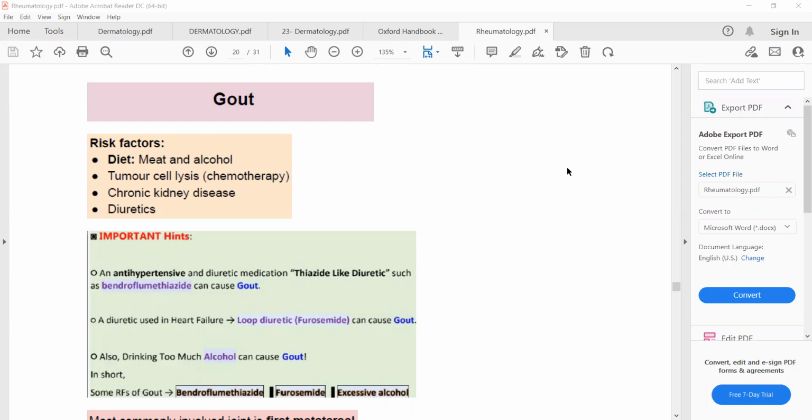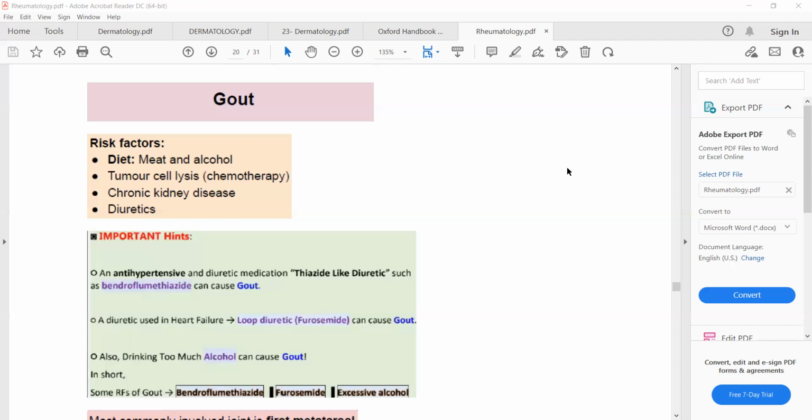And the fourth risk factor for gout is the use of diuretics. More importantly, thiazide-like diuretics. Thiazide-like diuretics are antihypertensive and diuretic medications. They are mainly used in the management of hypertension. Usually, they are given in the third step of hypertension management. So, someone with a history of hypertension.